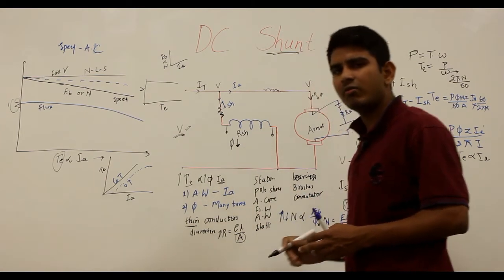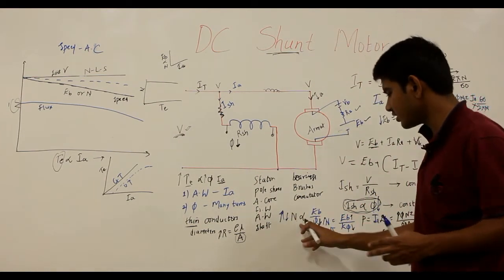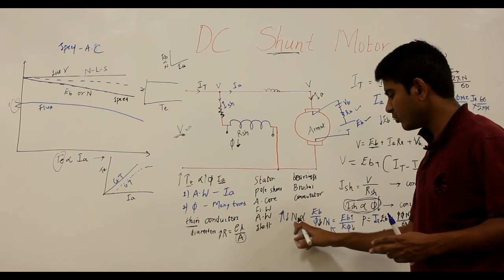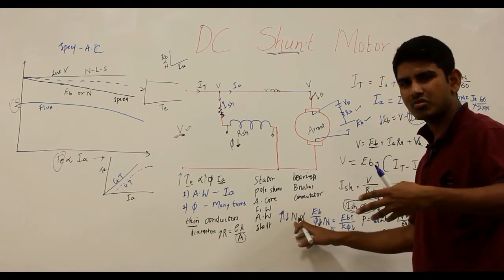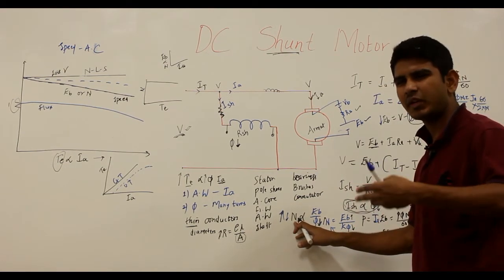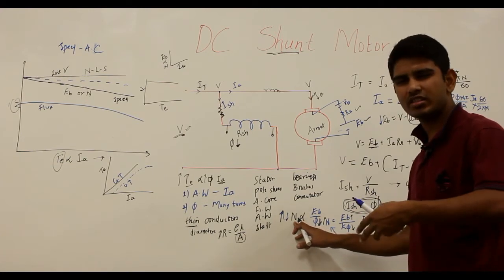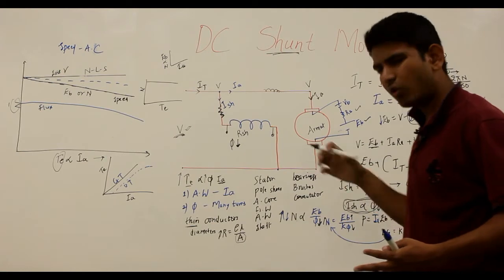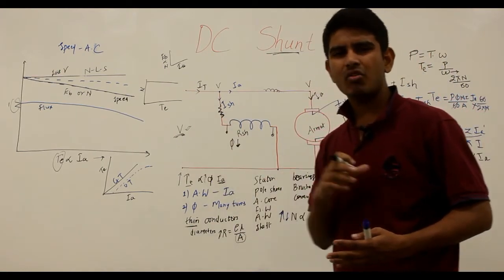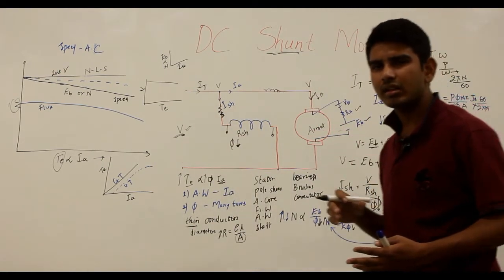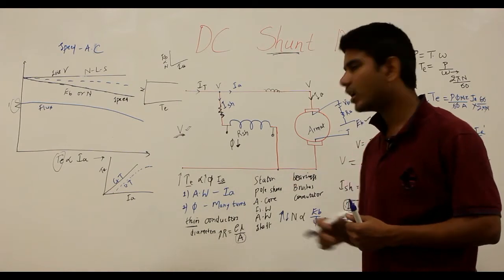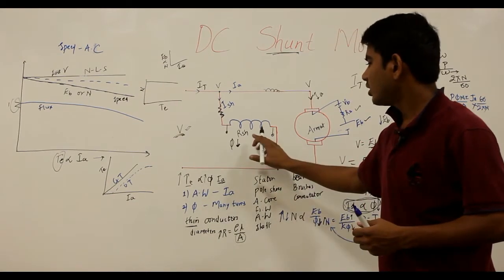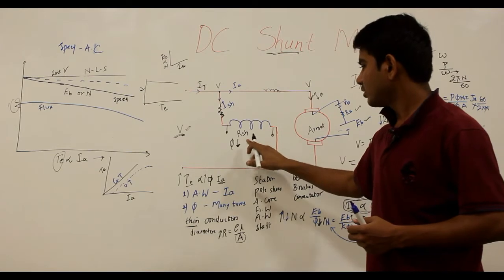Now, as there will be a very low value of flux, we have seen from the relation that your speed will be drastically increased. So you will have a drastically high speed, and at this high speed there will be a centrifugal force which can pull out your windings from the motor, and it may buckle your commutator segments, and thereby damage to the motor can occur, when there is an opening of your field circuit.